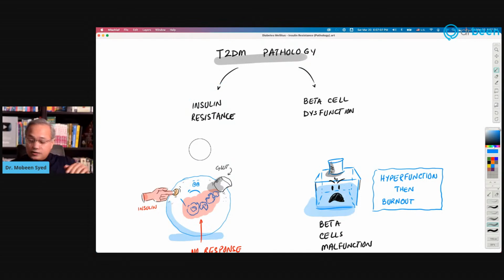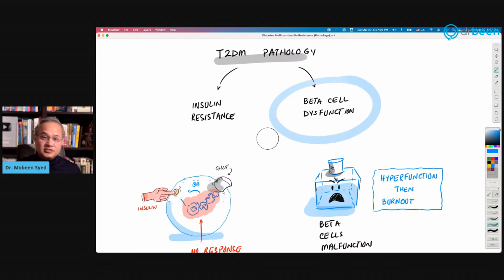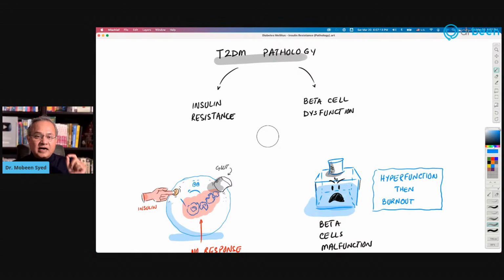So we're going to look at that today, and then we'll see, once the insulin resistance occurs, what happens to the beta cell. Imagine that beta cells are the factories, the engines that are making insulin. If you drive them too fast, they're going to burn out. And the machinery is going to break down.